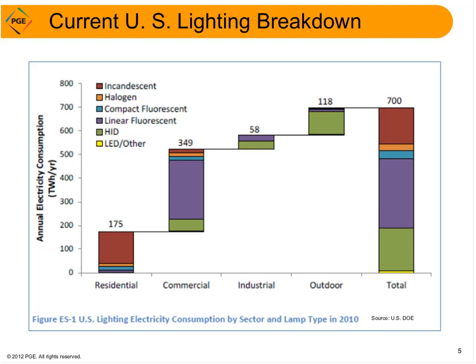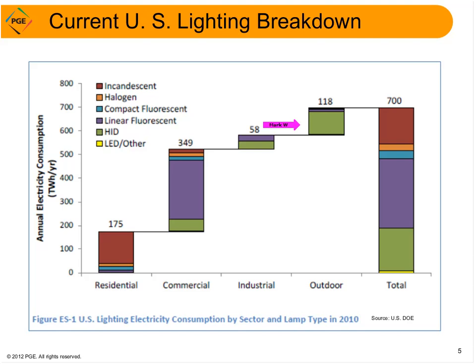So this graph illustrates the breakdown of various lighting technologies based on energy consumption. As you can see, residential lighting is dominated by incandescent lamps. The commercial sector uses mostly fluorescents, mostly T8s. Your industrial and your outdoor uses a lot of HID, which is primarily high pressure sodium and metal halide.